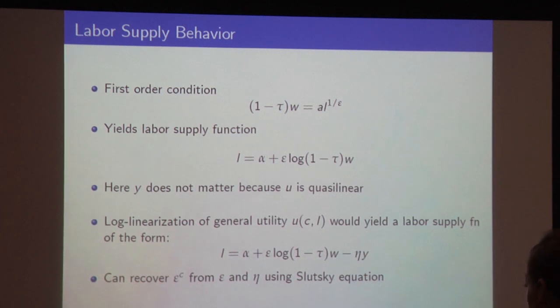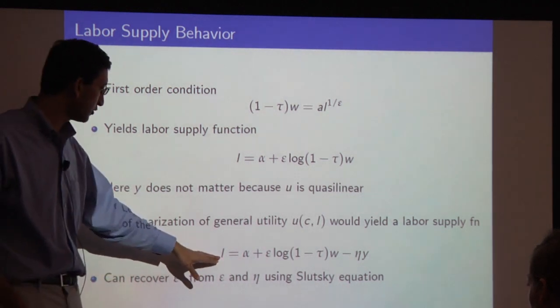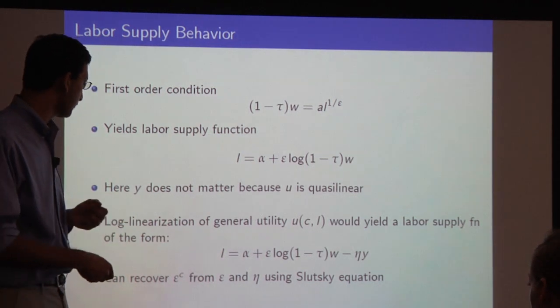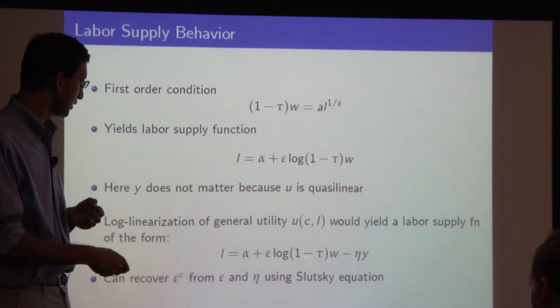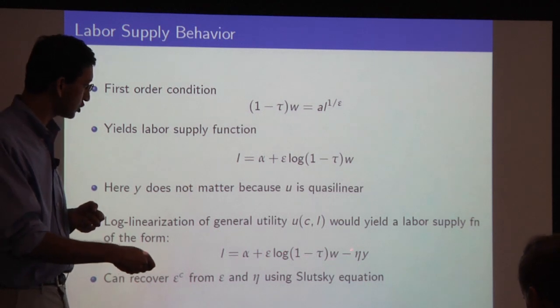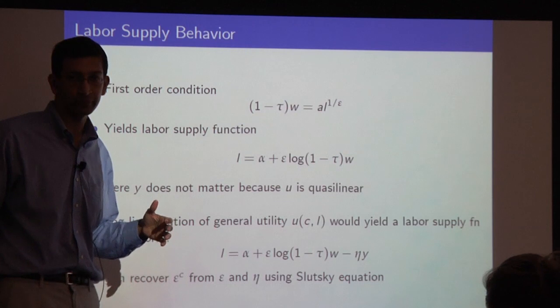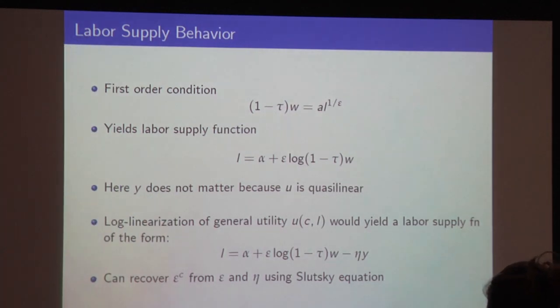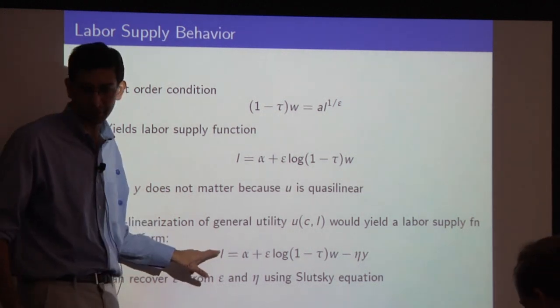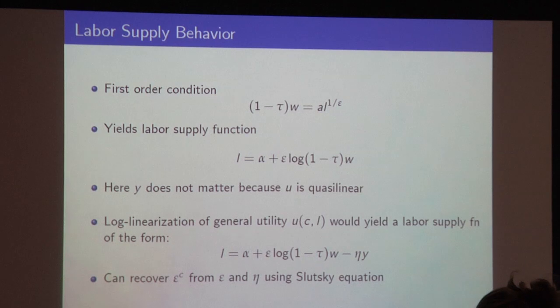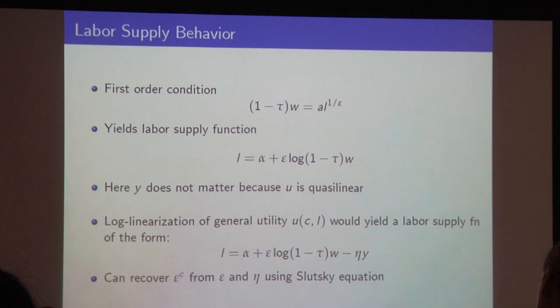Okay, so here, unearned income doesn't matter because utility is quasi-linear. If you have a more general version of this, you can derive a log linearized version of the labor supply equation that's going to be a function of the net of tax wage as well as your unearned income, okay? And then you can use the Slutsky equation once you estimate both epsilon and eta, log missing here as well, sorry about that, to recover the compensated elasticity that we care about for optimal policy, okay? So that's our objective, and we're going to talk about various issues that arise in accomplishing that objective.